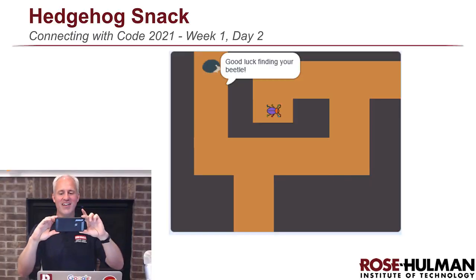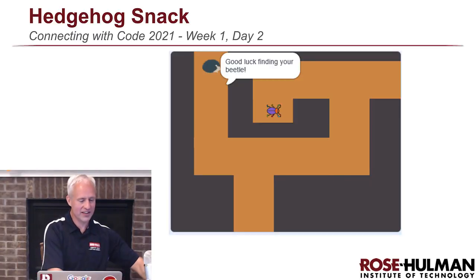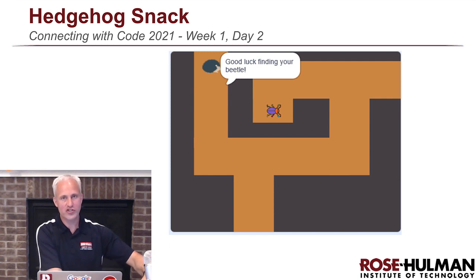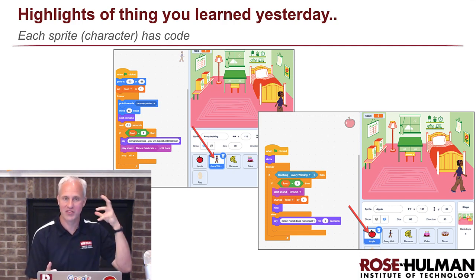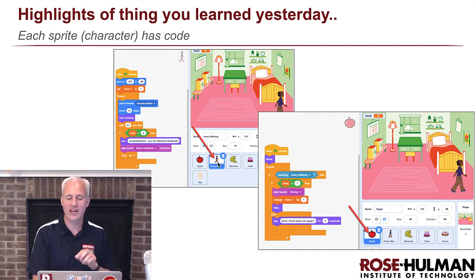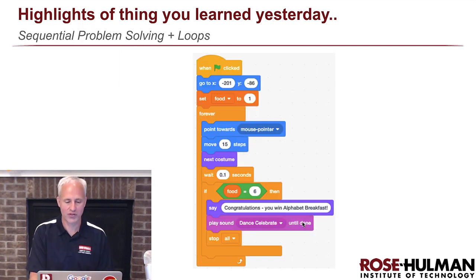All right, and we are back, and we're going to do some coding activities today. Before we jump into today, though, I just want to quickly reflect on some things we learned last time. It's a really good way to cement some of these things in your head. So we did Avery with her alphabet breakfast. One thing we learned is that different sprites have their own code. So Avery had some code, and then the apple had some code. Today we're going to have multiple sprites, but actually only one of them is going to have code.